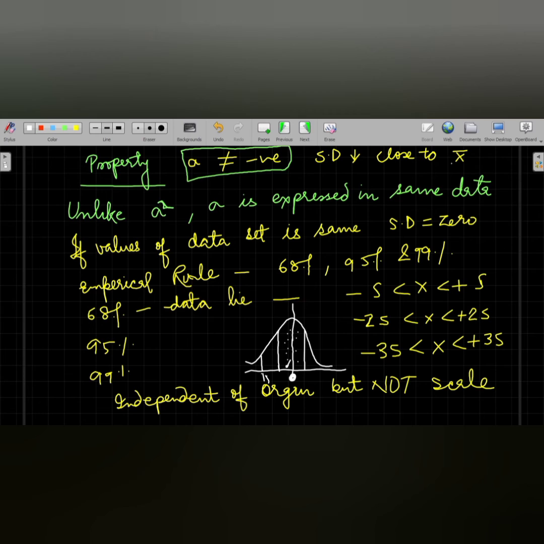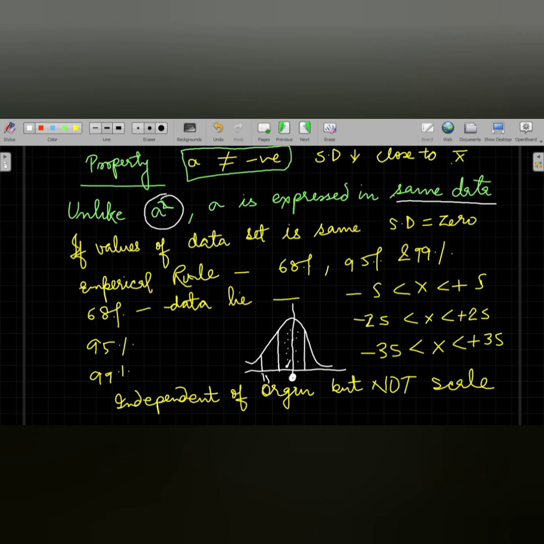Unlike variance, standard deviation, sigma, is expressed in the same units as the data. Whatever the units of the variance, the same units will be followed by the standard deviation. Clear?